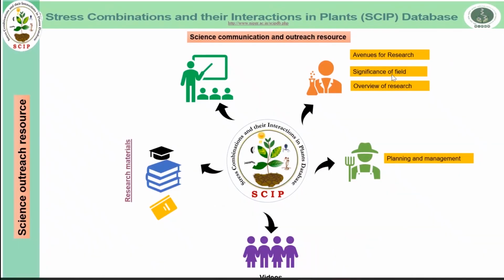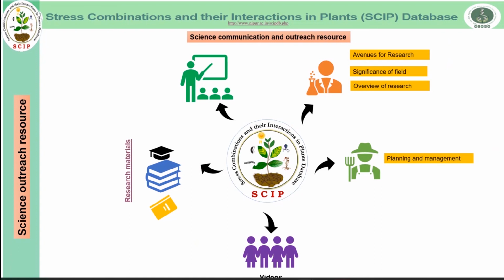For a researcher, thus, the SCIP database provides insights into various new avenues for research, and it also provides an overview of the significance of the field of research and the overview of the current research which is going on. The SCIP database can also serve as an important resource for agricultural scientists to gain information on areas which can be explored for better management of crop diseases.